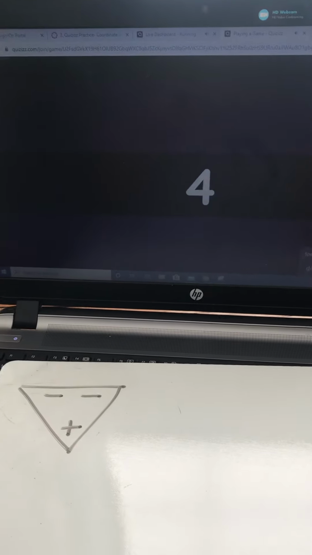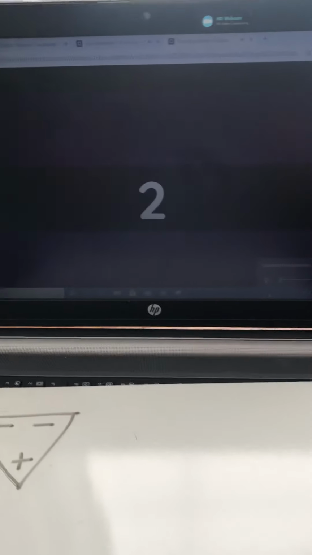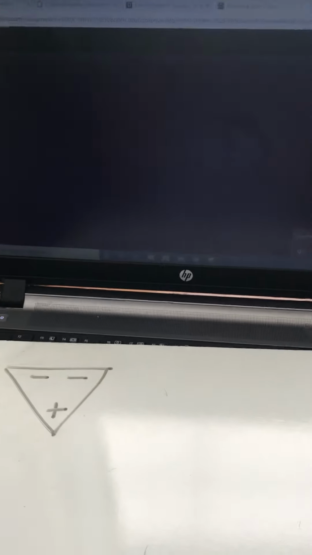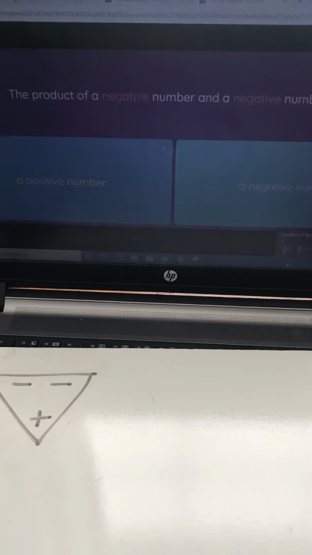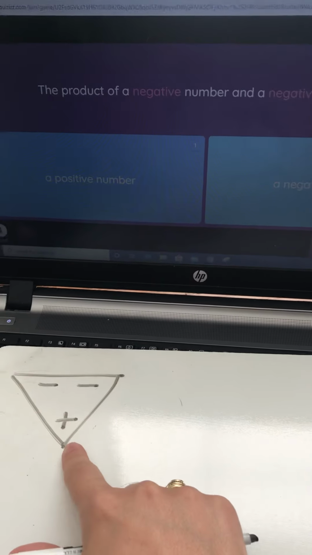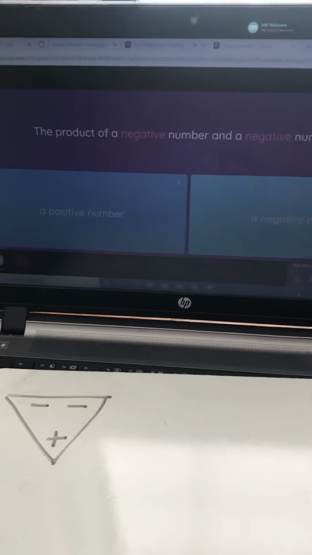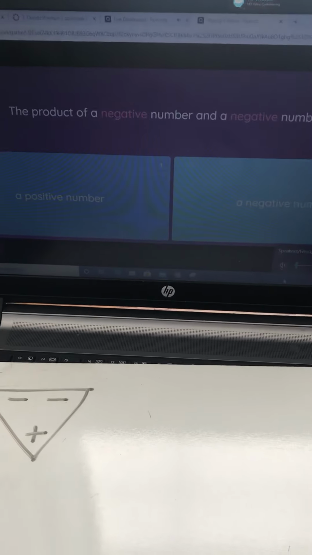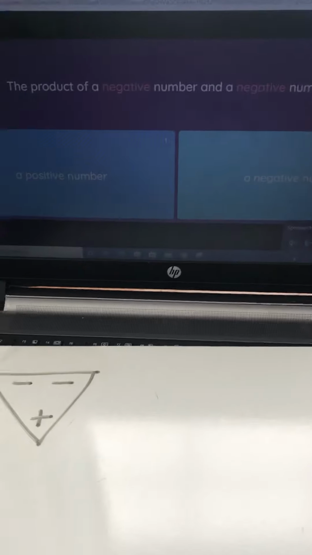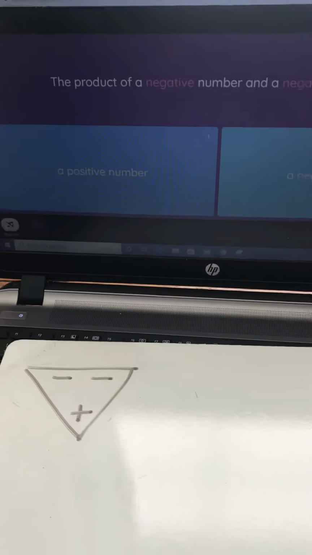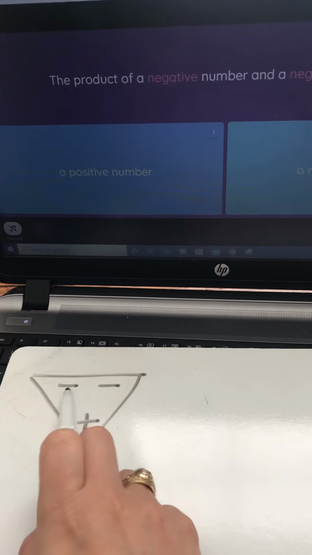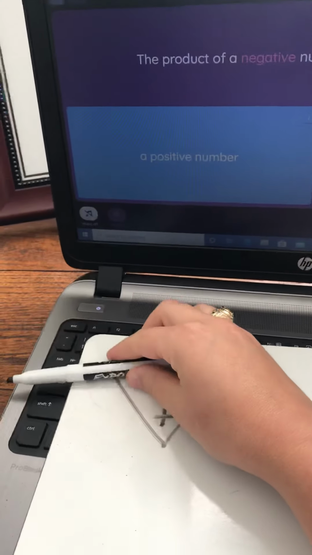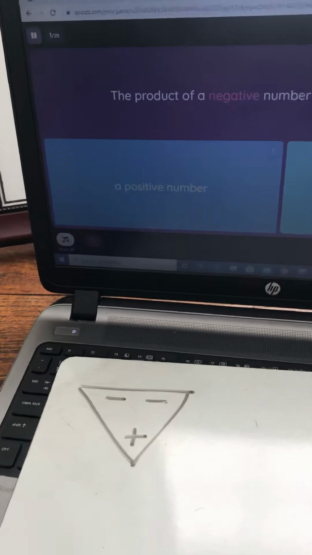You're almost to your last week of school and I'm going to help you with the quiz answers for this week. Here on my board I have added the little trick that I taught you in the video, so let's see if that can help us. The product of a negative number and a negative number is, product is when you multiply, so I can use this trick. When I have a negative and a negative, if I cover those up, I'm left with a positive answer. So blue.